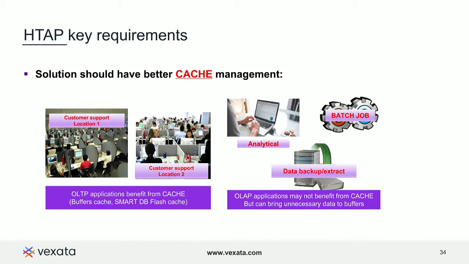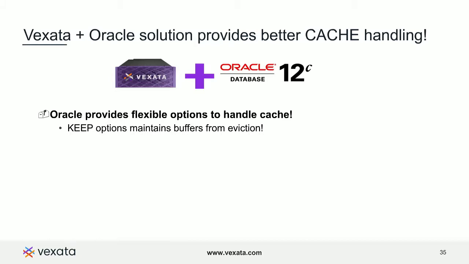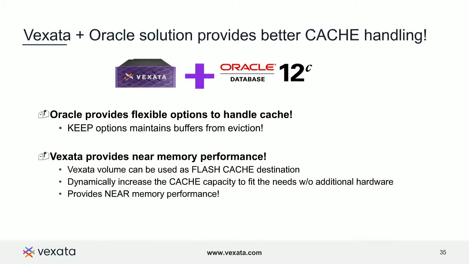But in order to get consistent OLTP performance, we have to make sure that the OLAP queries don't evict the OLTP buffers from the cache. So Oracle and Vexata solution provides better cache handling. How? Oracle provides flexible options to handle the cache. The keep option protects buffers from eviction. So what that means is that we can force-keep the buffers required for OLTP transactions without having to worry about OLAP transactions getting those buffers evicted.